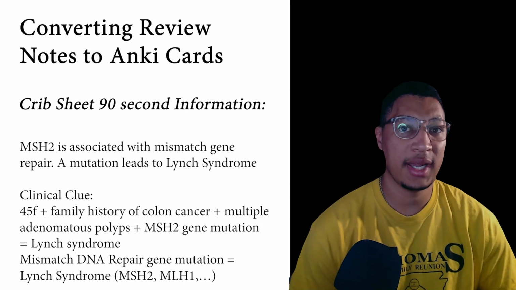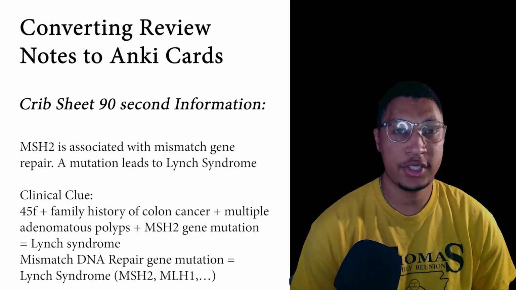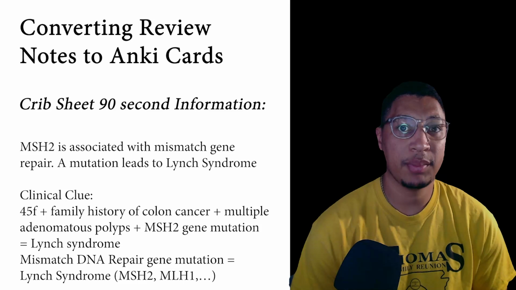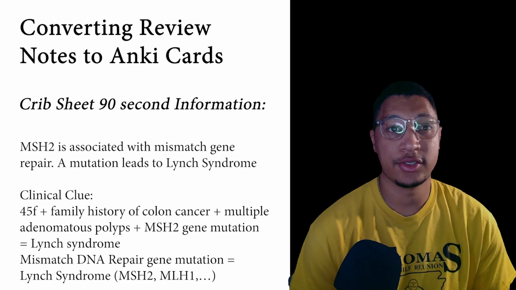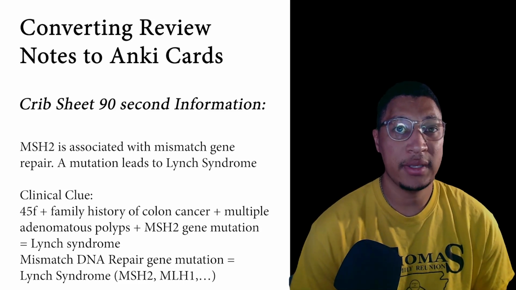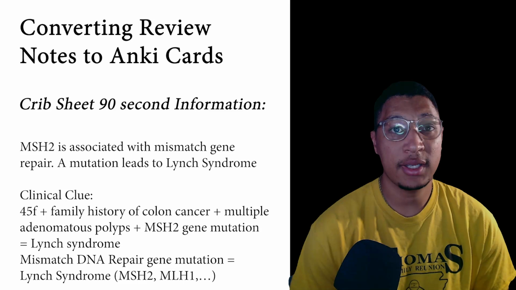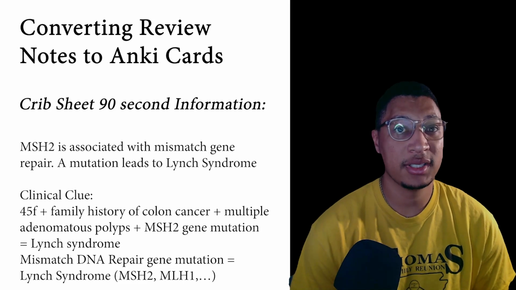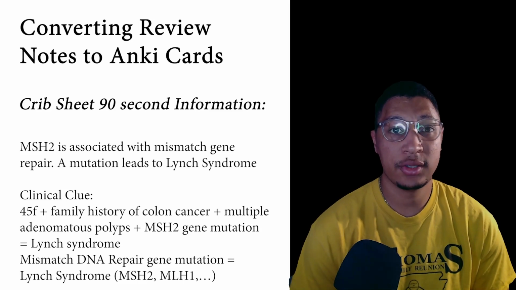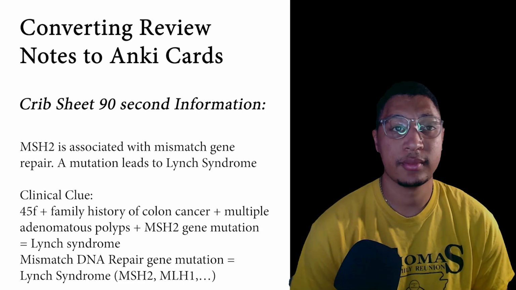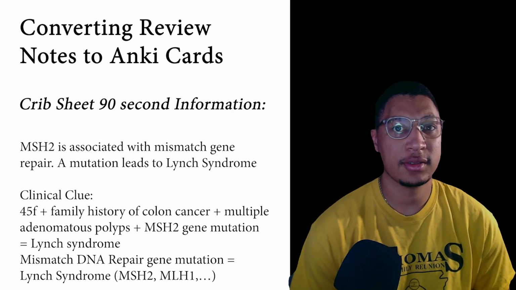So we have our crib sheet, 90-second information. MSH2 is associated with mismatched gene repair. A mutation leads to Lynch syndrome. Our clinical clue: 45-year-old female plus family history of colon cancer plus multiple adenomatous polyps plus MSH2 gene mutation equals Lynch syndrome. Also, mismatched DNA gene mutation equals Lynch syndrome, MSH2, MLH1.